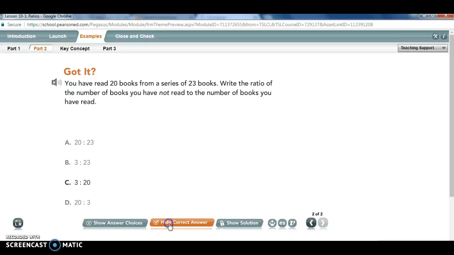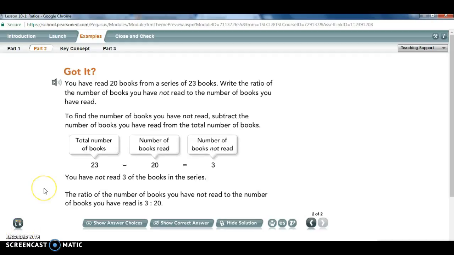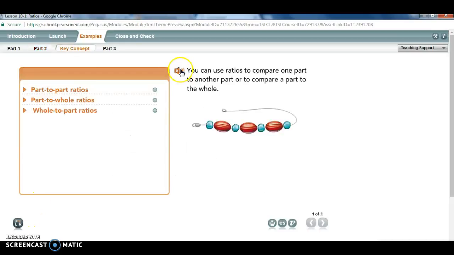Our correct answer is C, 3 to 20. Here is the explanation of how I got the answer, 3 to 20. You can pause the video and read through this if you need to take the time to understand. You can use ratios to compare one part to another part, or to compare a part to the whole.